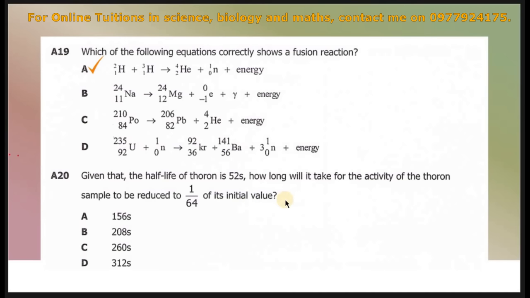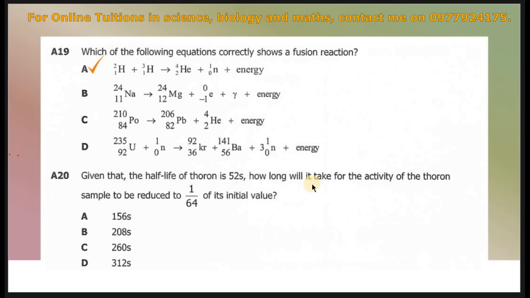Again, if you watched my other videos, some of them are still on my channel, you will see that for this question they just changed numbers, but the format of questioning was just the same. So that's why it is important to have these revision packages. So you remember, you are talking of half-life, 52 seconds. Then they're talking of how long will it take for the activity of the thorium sample to be reduced to 1 over 64 of its initial value. So you are looking for time.